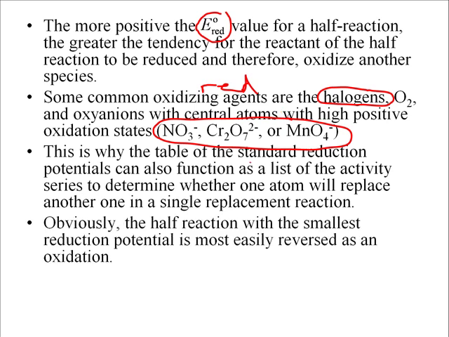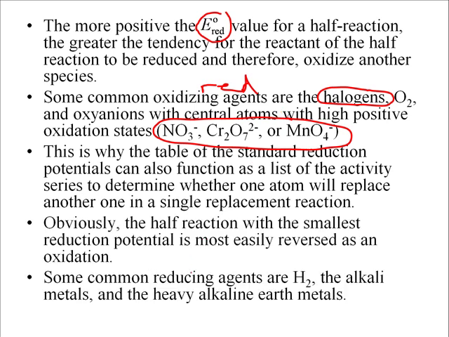And then some common reducing agents, so some things that are easily oxidized, things that can lose electrons. Hydrogen can easily go from a 0 charge to a +1 charge, so it's losing electrons. The alkali metals can go from a 0 charge to a +1 charge very easily. And then also the heavy alkaline earth metals, calcium, strontium, and barium, can also lose electrons very easily.